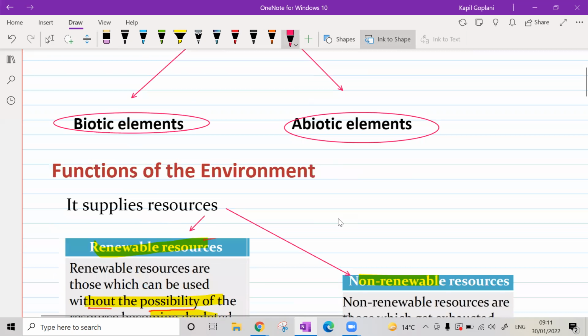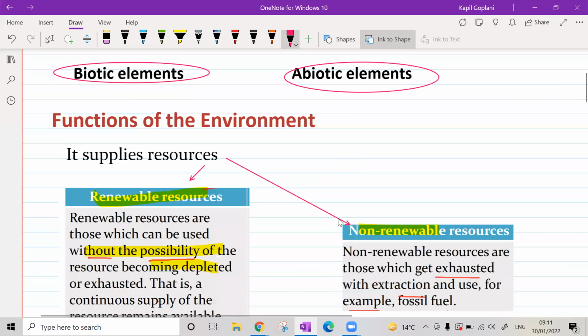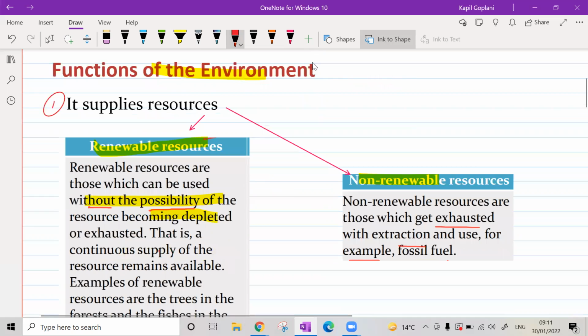Then we started with the functions of environment. What were the functions of environment? First and foremost, the first function of the environment is that it is supplying us resources. Now, what are the resources? It is supplying us the resources in the form of renewable resources, which can be used for more than once, and it is also supplying us non-renewable resources.